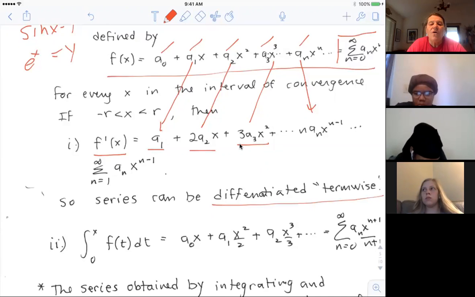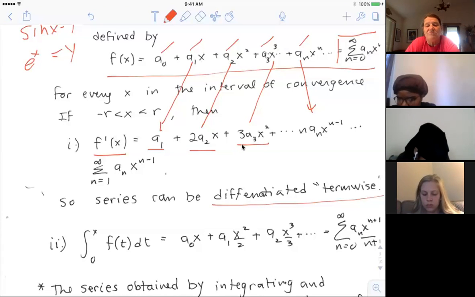Now, what that does is it makes it easy. If I know a power series representation, I can find the power series representation of f prime easily, even if I couldn't differentiate for some reason. Okay, look at this one.